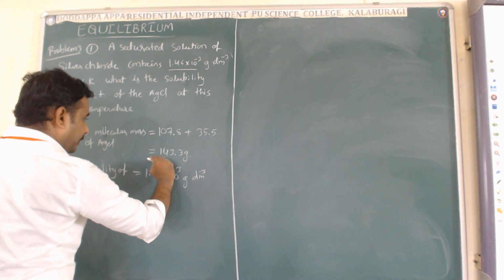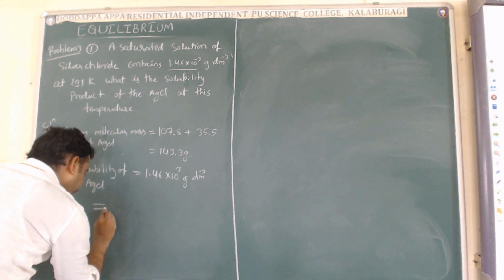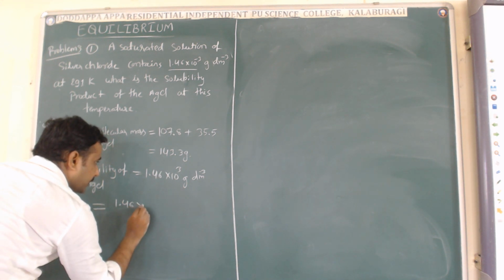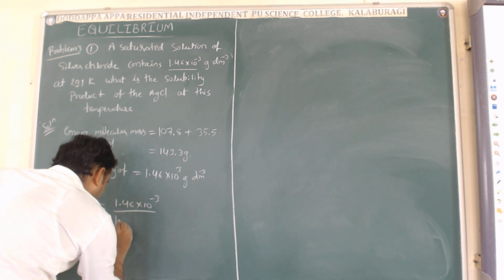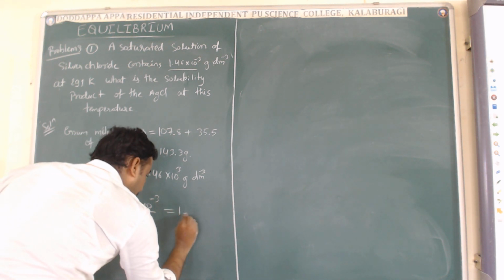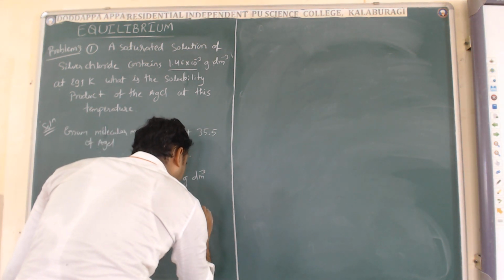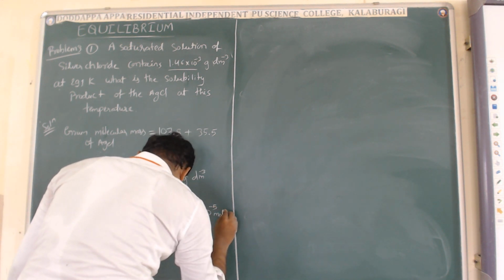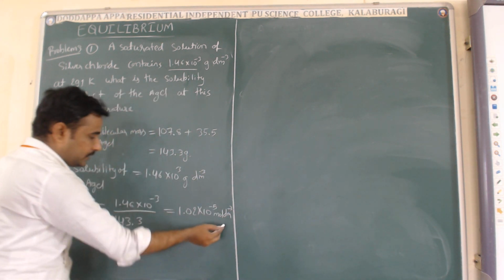1.46 into 10 raised to minus 3 divided by 143.3. When you divide that, we are getting the value as 1.02 into 10 raised to minus 5 mole per dm cube. This is the value you are getting.